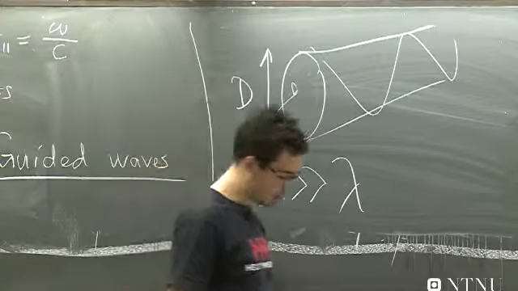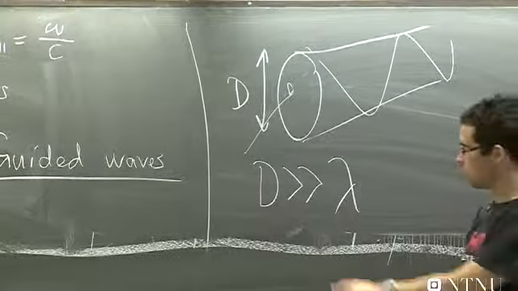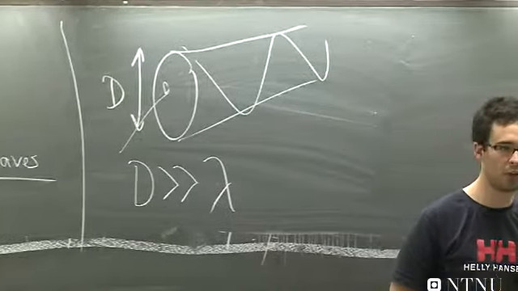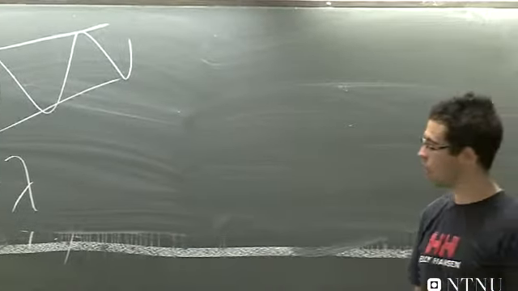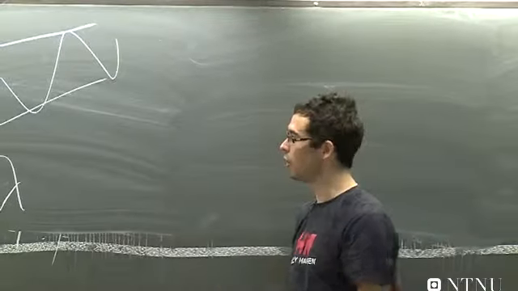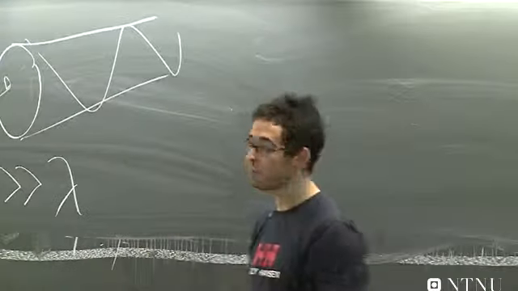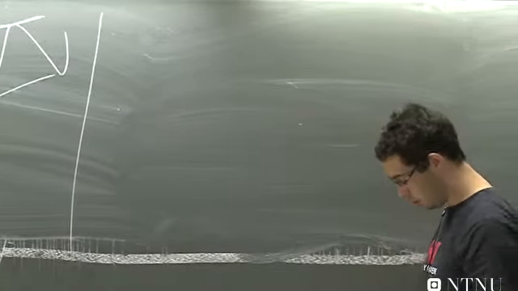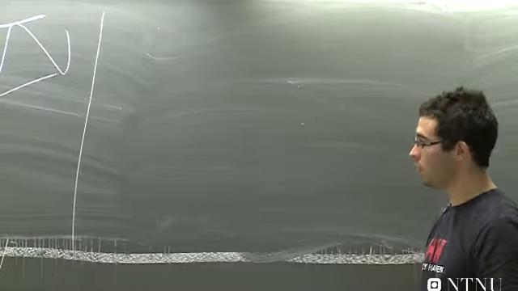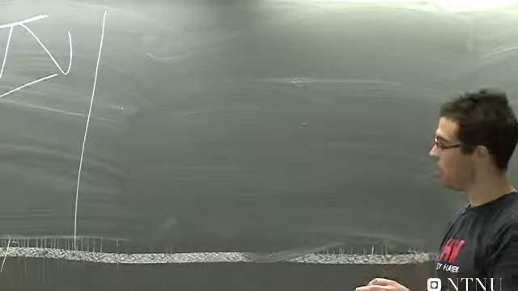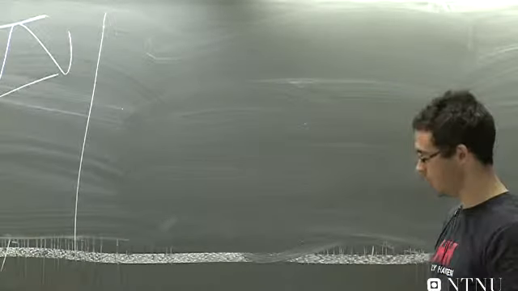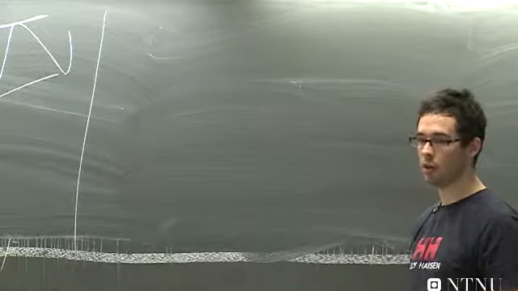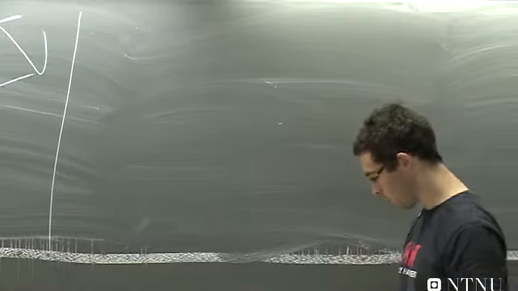So what we're going to take an interest in is, of course, when d is more comparable to lambda, because then the geometric optics completely fail, because you can't have waves that are bouncing if there is no room to bounce, so to speak. So we're going to look at cases where the dimensions of the waveguide are comparable to the wavelength. And in fact, it can be even smaller than the wavelength in some optical fibers.